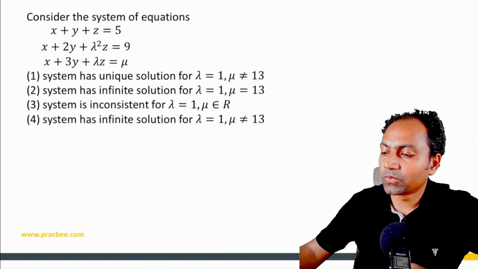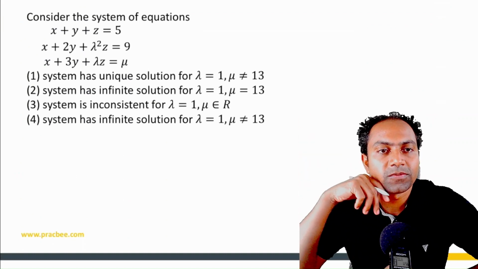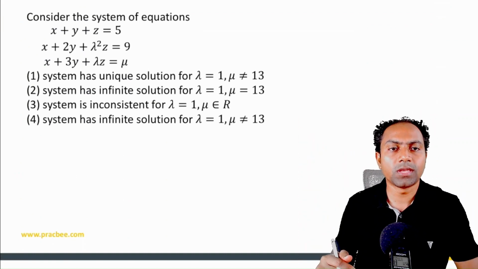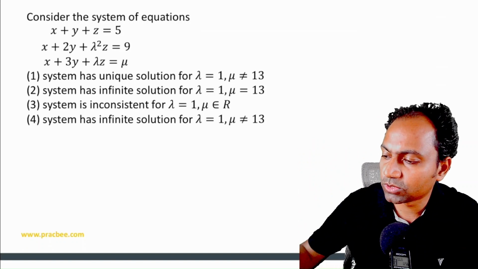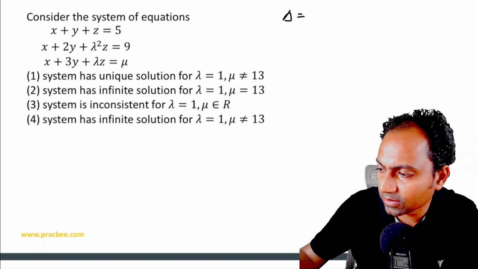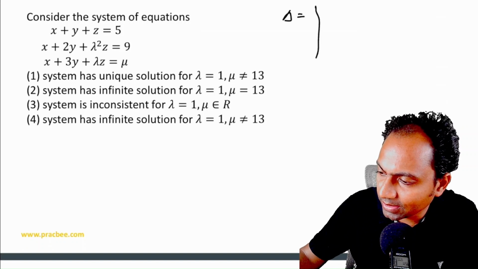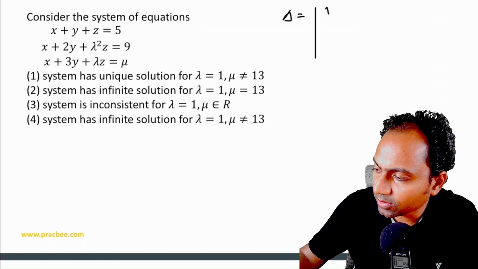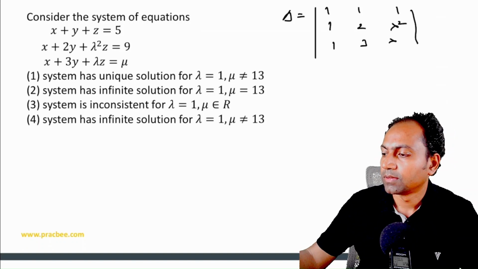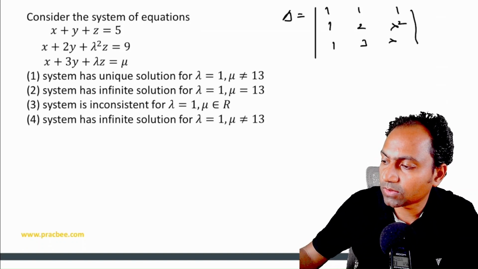Now if I move towards the next question, it talks about a system of equations, and they are saying that different conditions are given for unique, infinite, inconsistent, infinite solutions. Now we can see that there are two things that need to be found. The first thing is nothing but delta. If I want to find delta, it is going to be nothing but 1, 1, 1, 1, 2, lambda square and 1, 3, lambda.